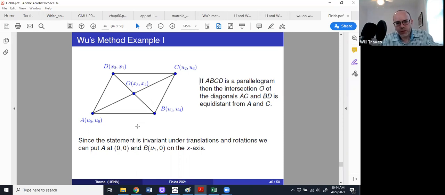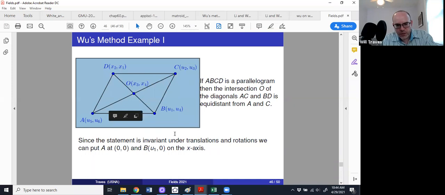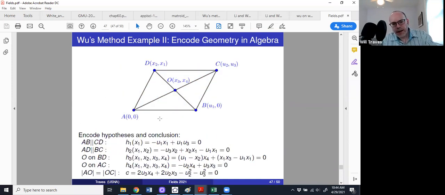So we could use a rigid motion to tie down A and put it at the origin, 0, 0, and tie down B so that B is on the x-axis, right? And so a bunch of these terms disappear, or at least become 0. And now you've got this picture. A is 0, 0, B is U1, 0, and C is U2, U3, and D and O have X's. Okay. So now let's look at trying to encode the hypotheses.